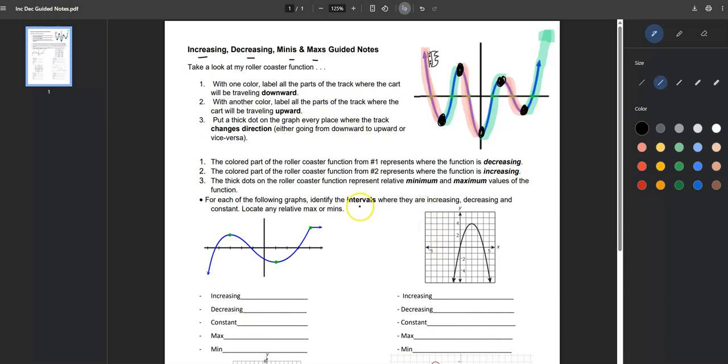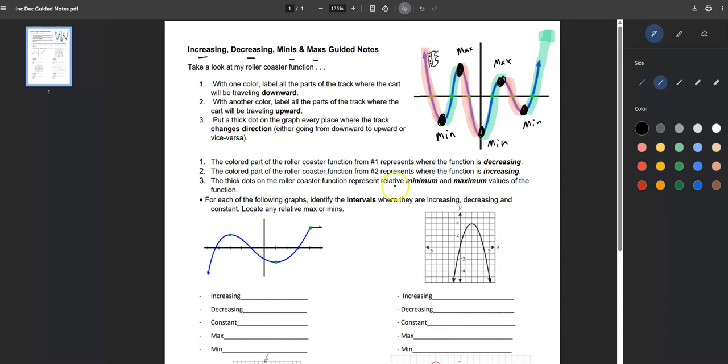minimum values, okay? So the definition of a maximum value is when it changes from increase to decrease. So anytime it goes from green to pink, that's a max value. Okay, green to pink is max. And anytime it changes from pink to green, or goes from decrease to increase, that's a minimum. So in this case, I have 3 of them. And these are called relative maximums and relative minimums. It's a low point in relation to all the points close by it.